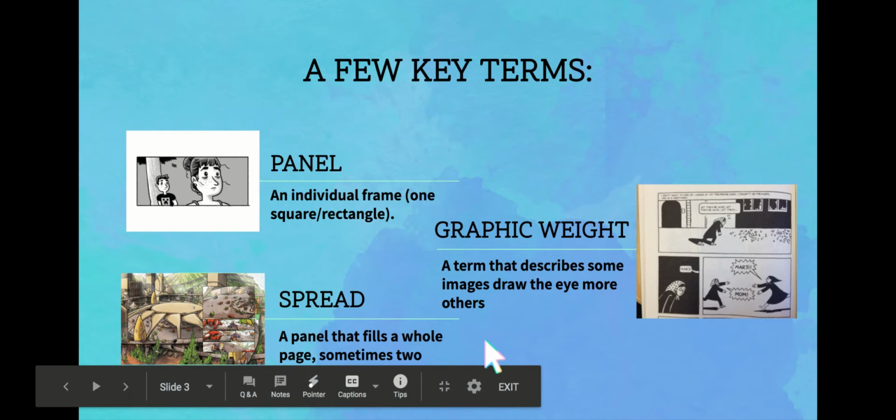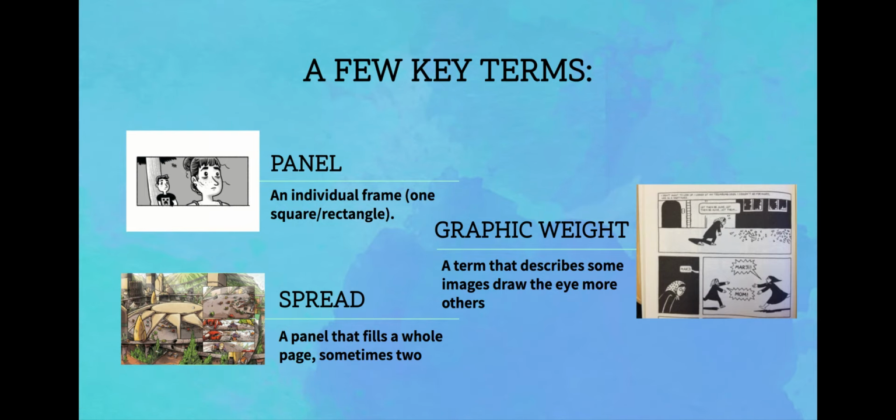And then a spread is a panel that fills a whole page, sometimes two. If you see a spread, you might want to think about why the author wanted this image to fill two pages. Was it just because it could not be contained in the panel, or were they trying to really point something out, or was it just a really important scene?